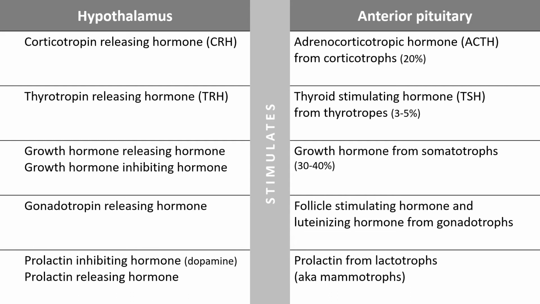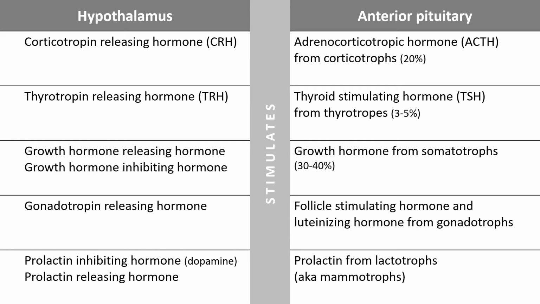Below that, in terms of the hypothalamus, we have growth hormone releasing hormone, GHRH, and we have growth hormone inhibiting hormone. And this will regulate the release of growth hormone from somatotrophs. So obviously, if it's a releasing hormone, it will stimulate the release. If it's an inhibiting hormone, it will inhibit the release.